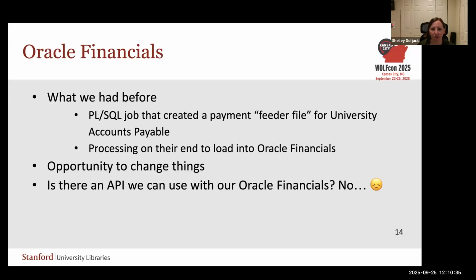This is the payment fee to university accounts payable. It was also a day one priority, but as with all things Folio, things just take longer than what you estimate. We implemented it shortly after we migrated in August of 2023.